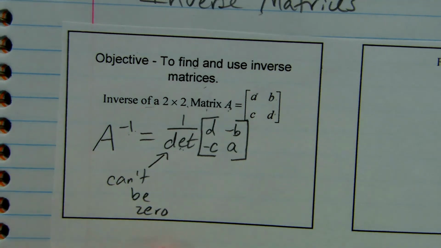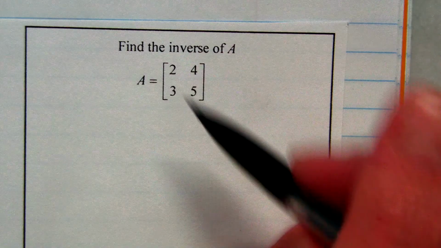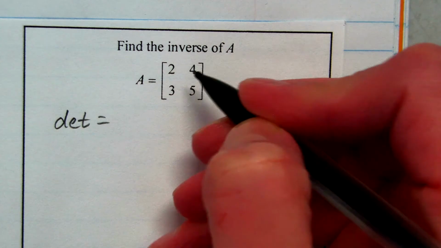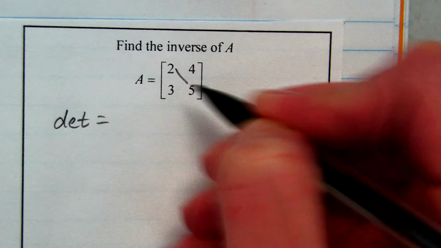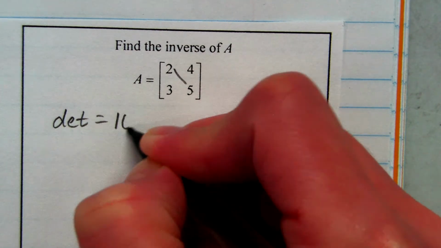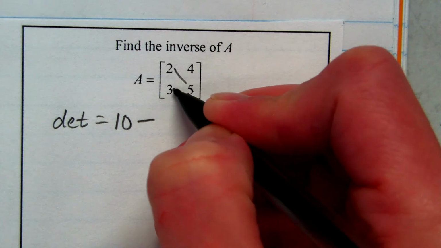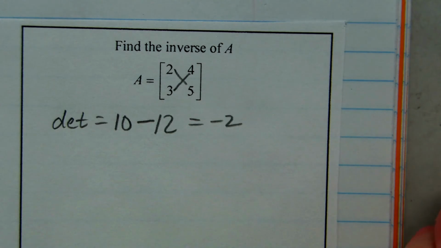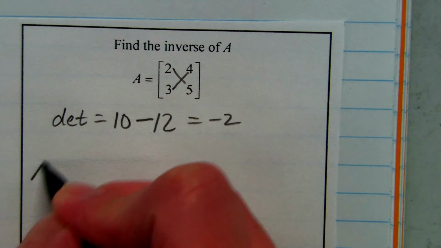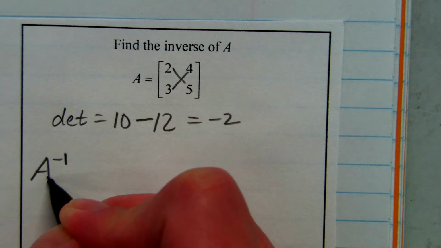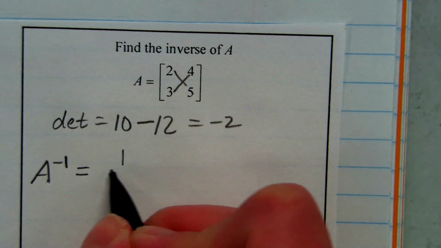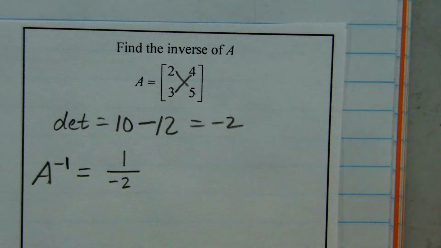Okay, so we're going to do an example. So here is matrix A. The first thing that we're going to do is calculate the determinant. So the determinant, you basically do some multiplying across. You're going to take 2 times 5, which is 10, and then you subtract 3 times 4, which is 12. And we end up with -2. So to find the inverse matrix, which is matrix A with the little -1, it's not a power, but they're using that to represent inverse, you'll have 1 over -2, or in other words, -1/2.